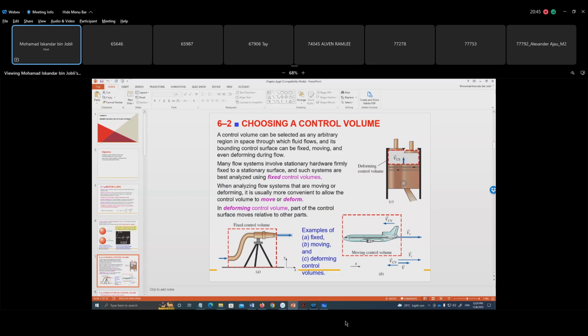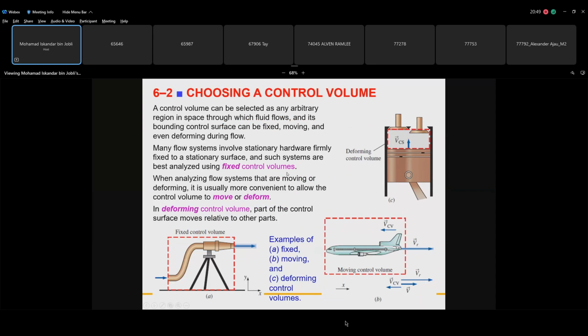So move on to the next one, which is one of the most important parts of this lecture, that is to choose a control volume. When you'd like to analyze a fluid flow system, you have to choose the control volume. We have three types of control volume. We have the fixed control volume. What does it mean by control volume? It's a volume of study.